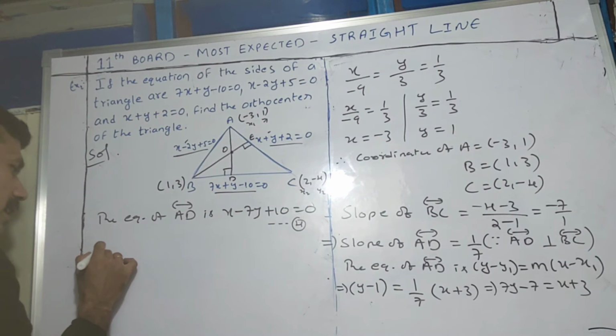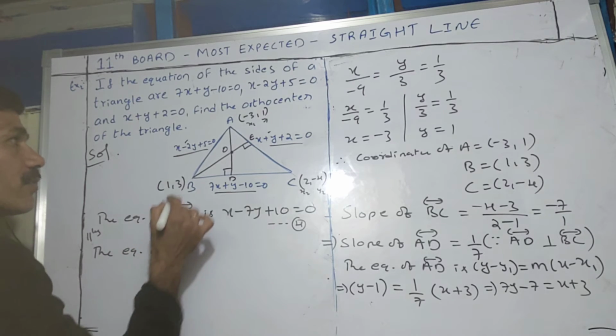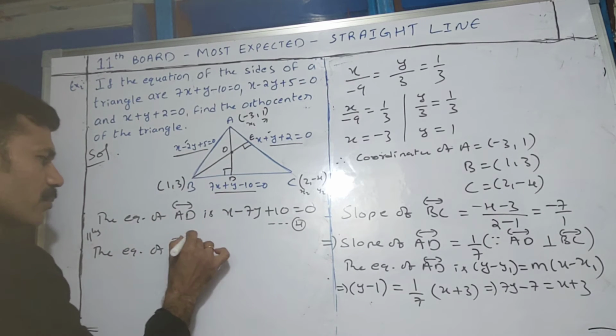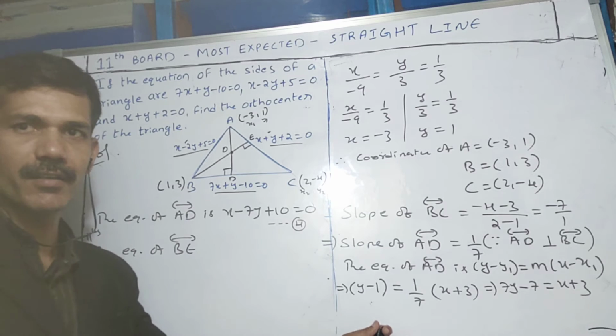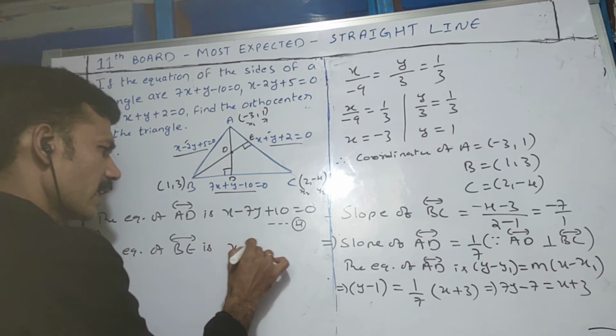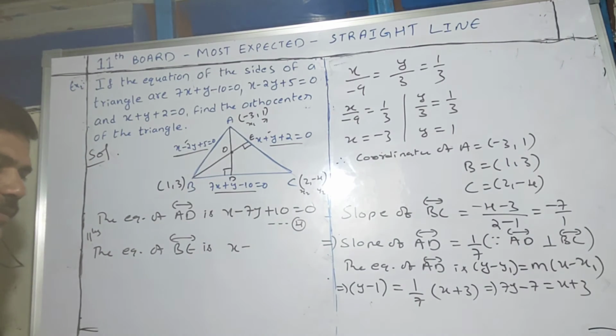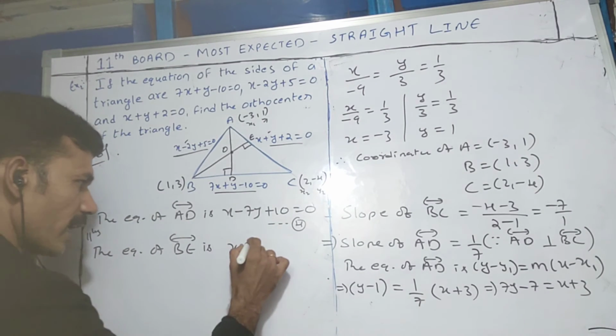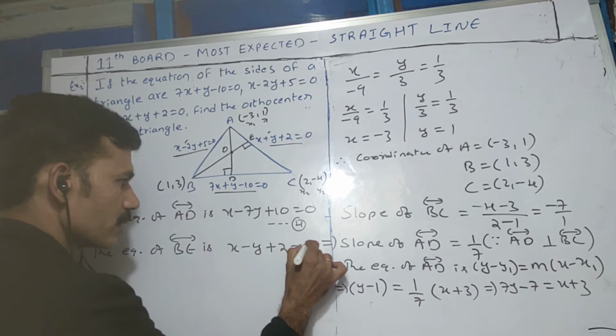Next, similarly, we have to find the equation of BE. Same procedure. If you find the equation of BE, we are going to get x minus y plus 2 equals 0.